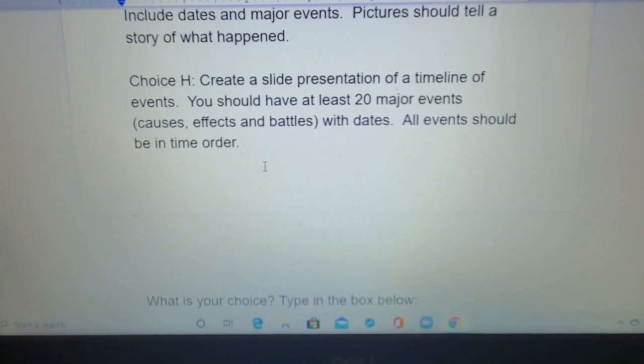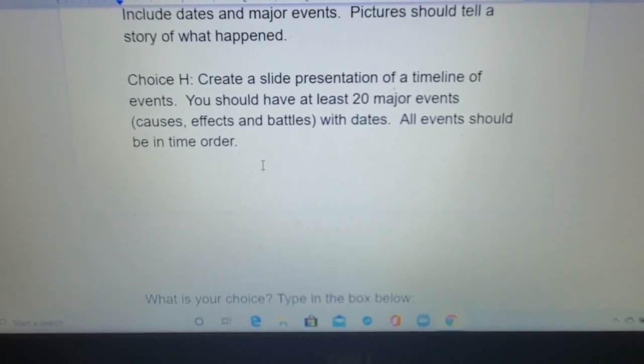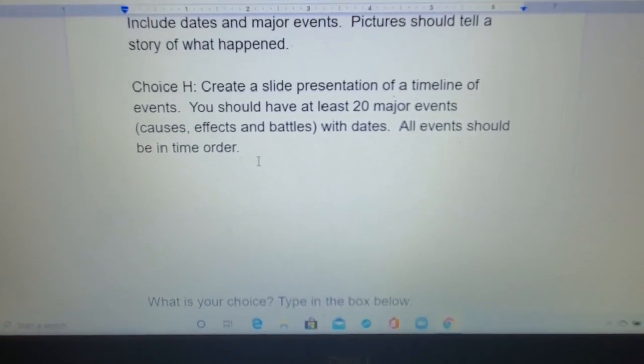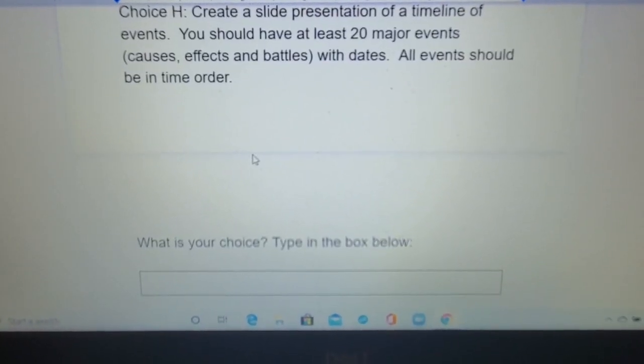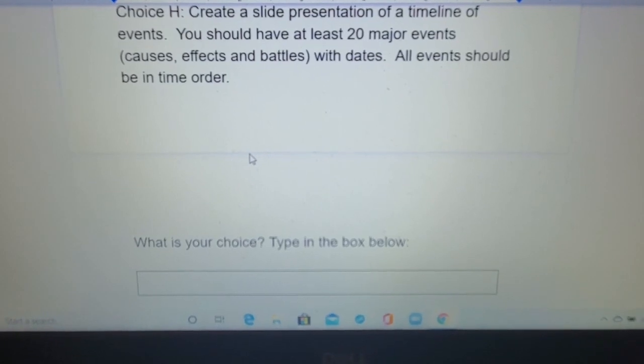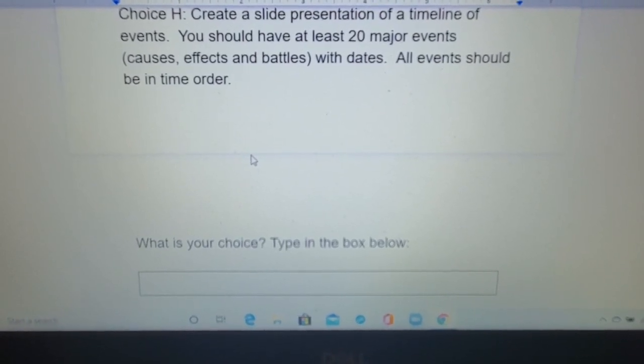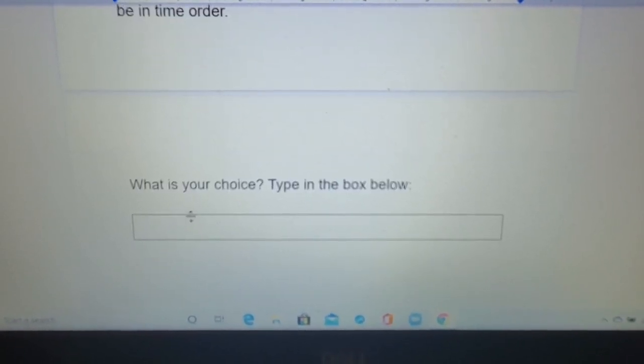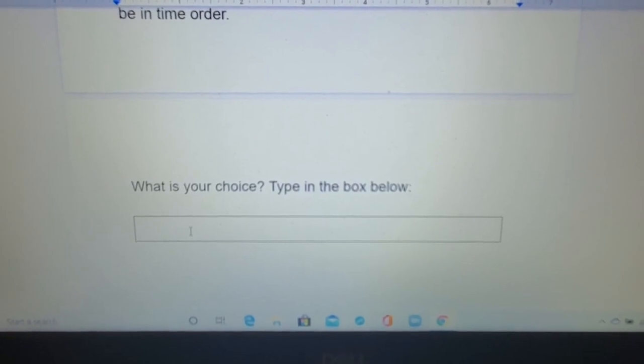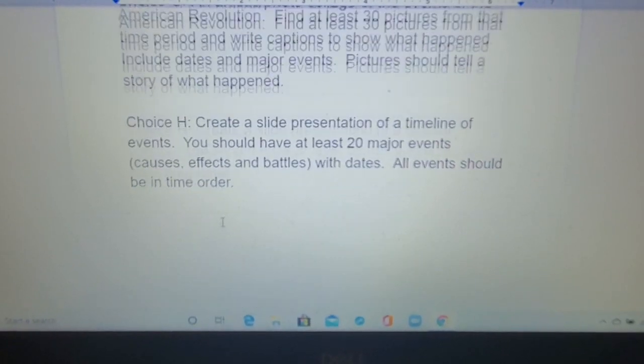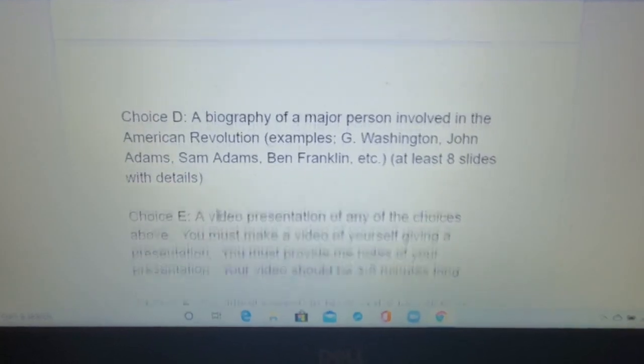Now, if you want to pick a different presentation or choice that's not listed here, you can discuss it with me, and then we can decide what the parameters would look like. And then for this assignment, you just type in your choice in the box below and then submit that to me. All right, boys and girls.